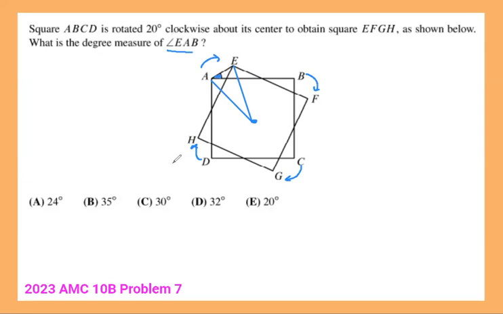It is kind of tricky. Some people may want to go with 20 immediately because we are rotating 20 degrees, but that's not the case. 20 degrees is actually going to be this angle, because OA is rotated 20 degrees clockwise. This makes the angle between OA and OE 20 degrees. Since this is a rotation, OA and OE are the same distance, so these two are equal.